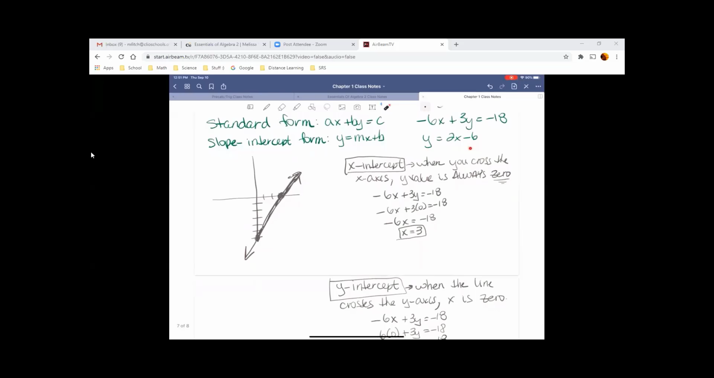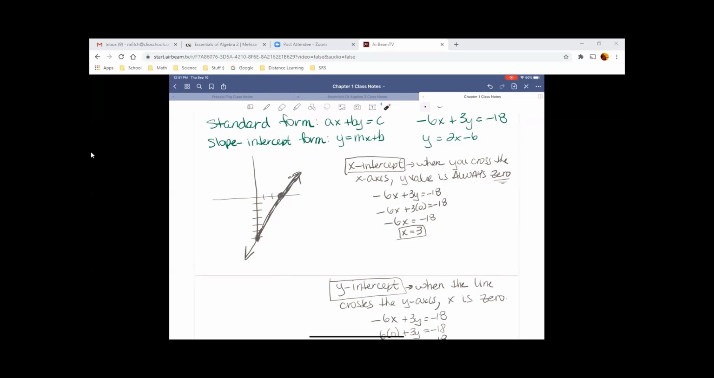If you looked at this one, if it was in slope-intercept form, how would you graph slope-intercept form? You got your y-axis right there. You go down 6 and then you go up 2 over 1 and you have it from there. You've done this before.